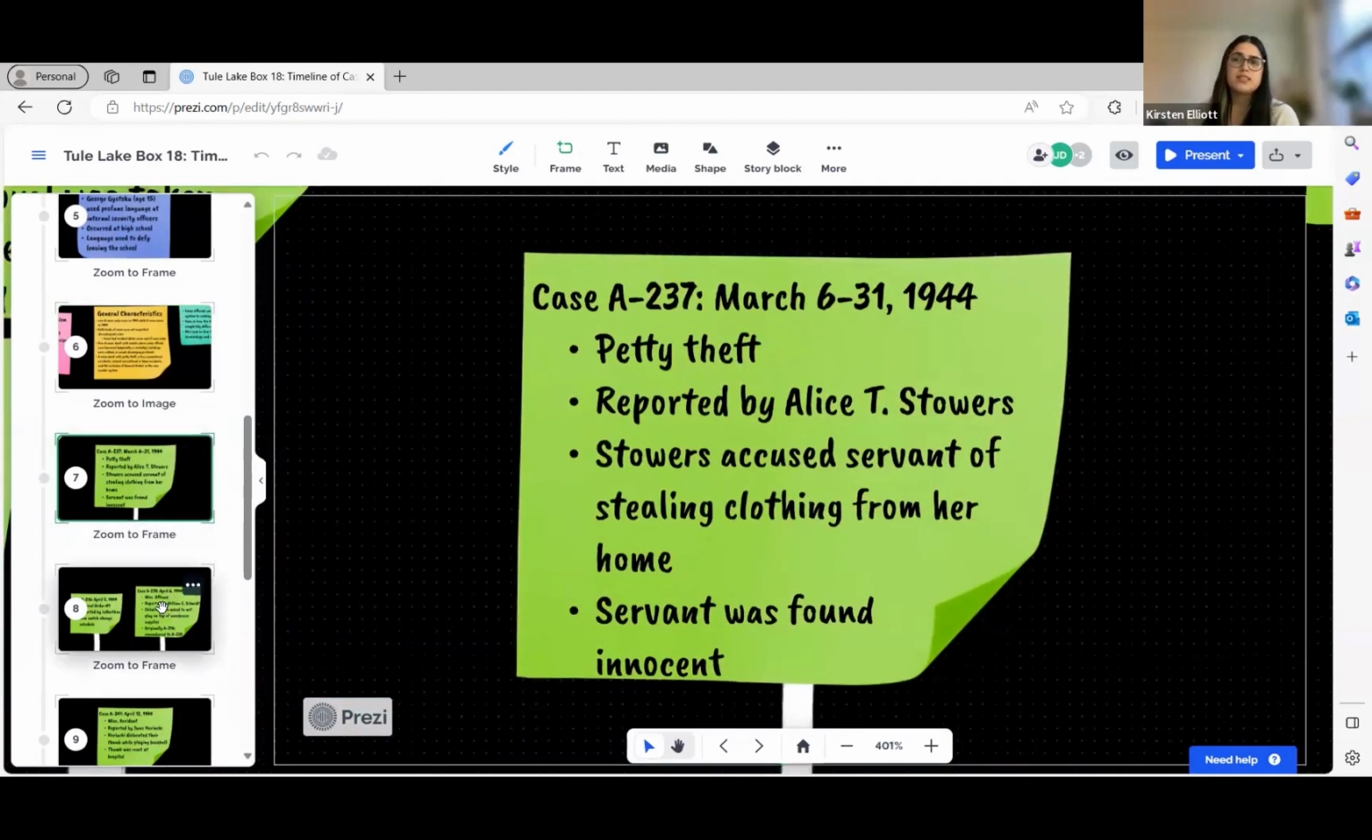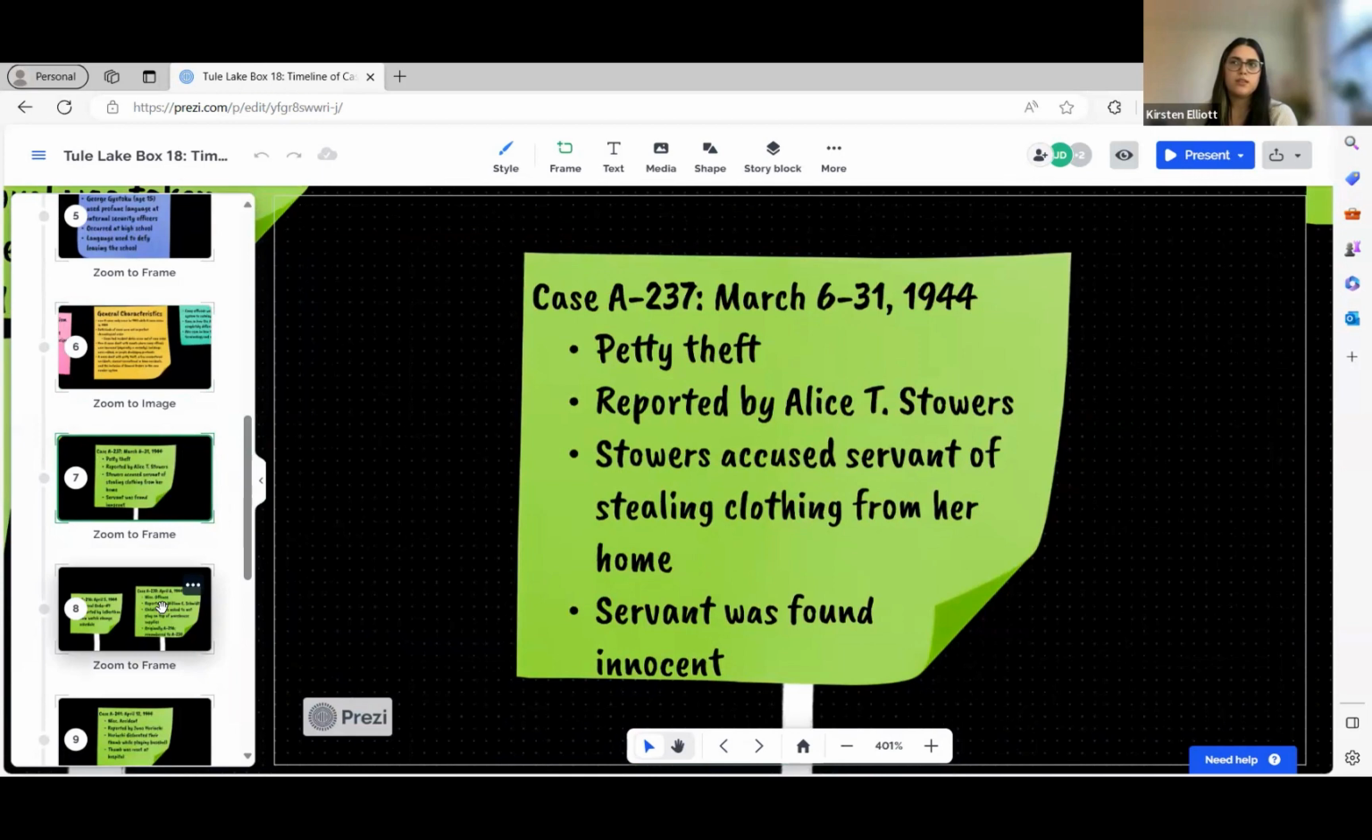So this one is an example of a petty theft case, case A237. It was reported by Alice Stowers. I believe she was an officer's wife. She accused a servant who was a detainee of stealing clothing from her home. The servant was found innocent.